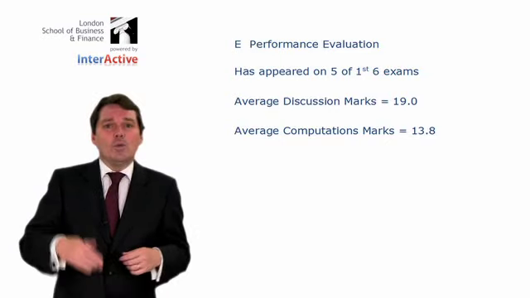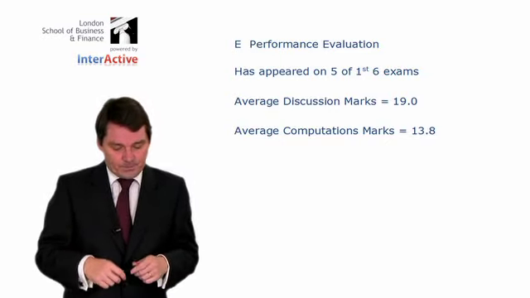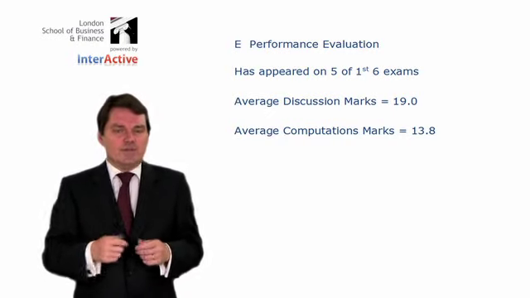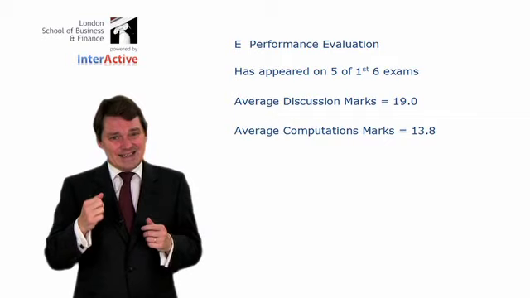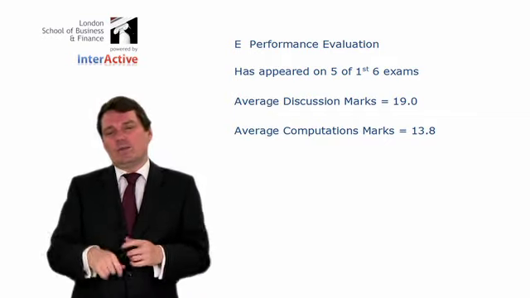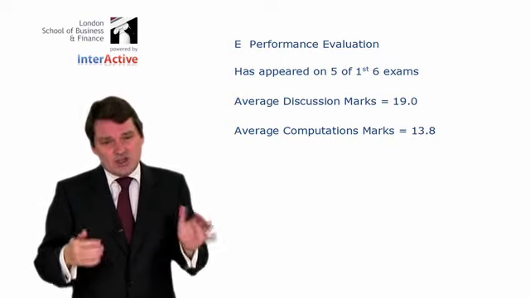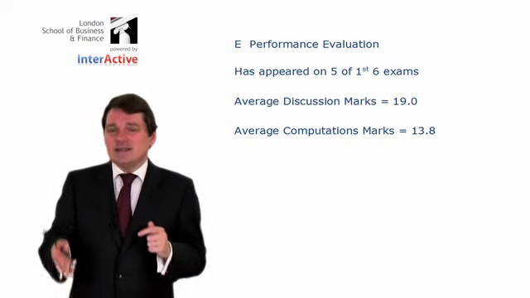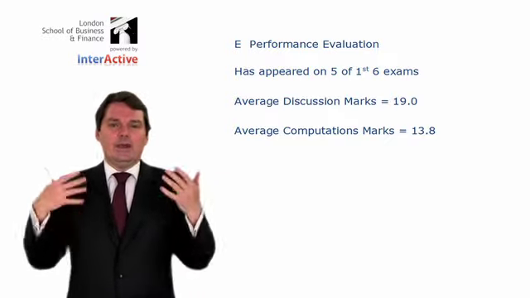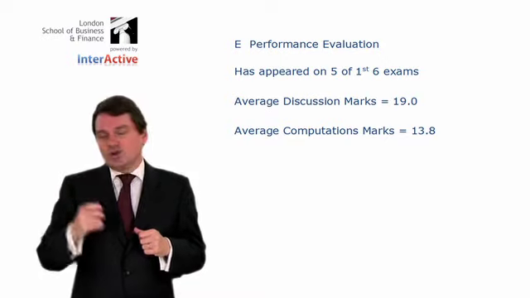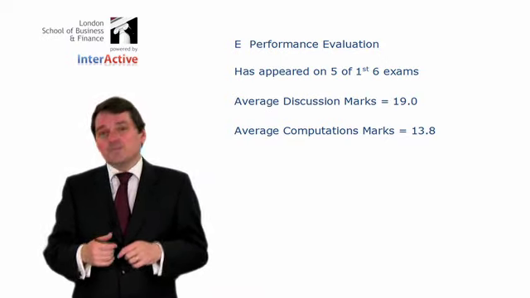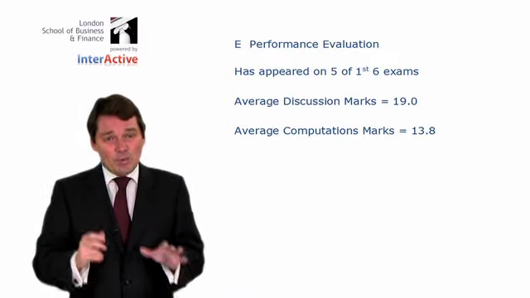Area E, performance evaluation. 5 of the first 6 exams has featured something on performance evaluation. And basically what it is talking about is, here are the numbers. Please tell me what they mean. So Section D was about what should we measure. Section E is about, right, you have decided to measure it and here's the results. Now interpret what they mean. So you can see there are quite a lot of computational marks here, 13.8. However, there's still more discussion marks.